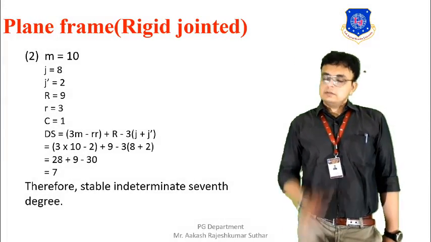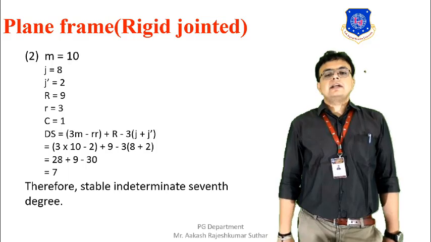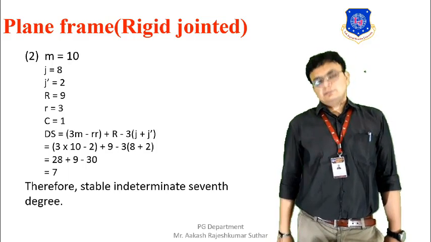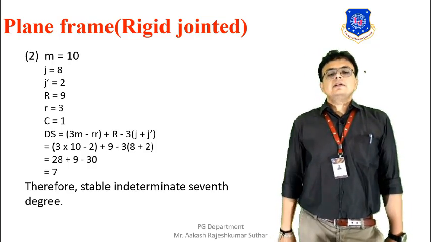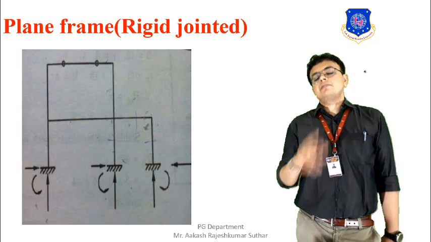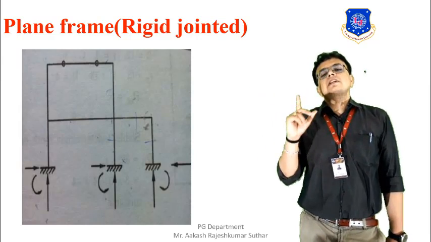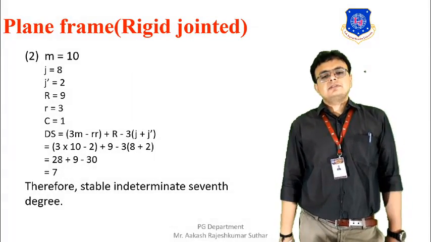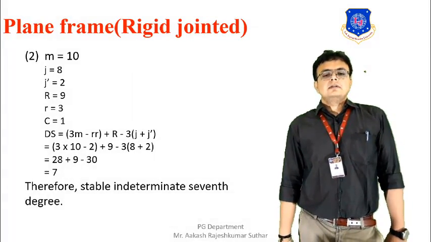Then reactions, previously we have counted that it is equal to 9. Conditions of equilibrium available for this plane frame, this 2D frame, will be equal to 3. And you can see that there is only one cell. Only one cell is formed at the top. And yes, we have to use the formula for the ds.